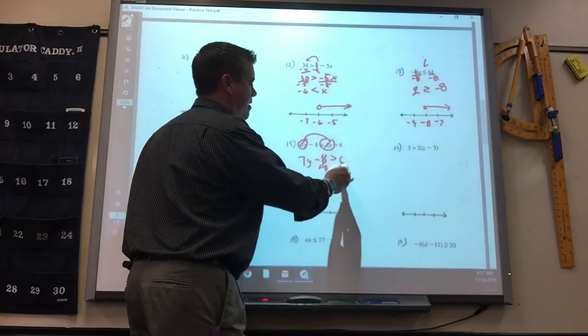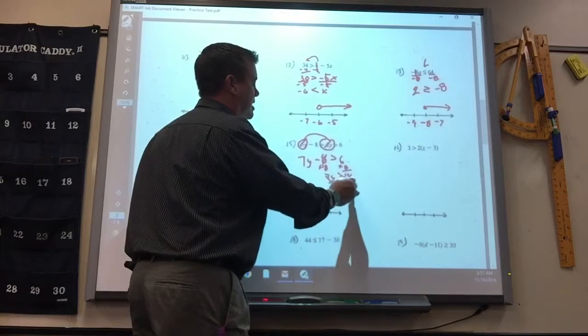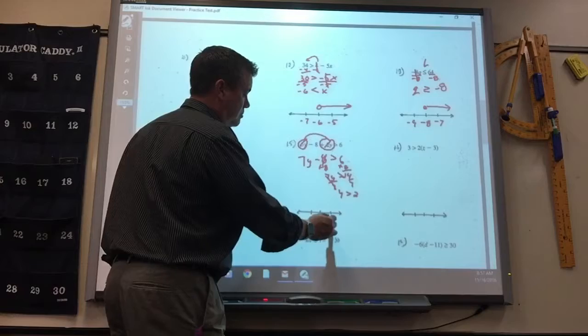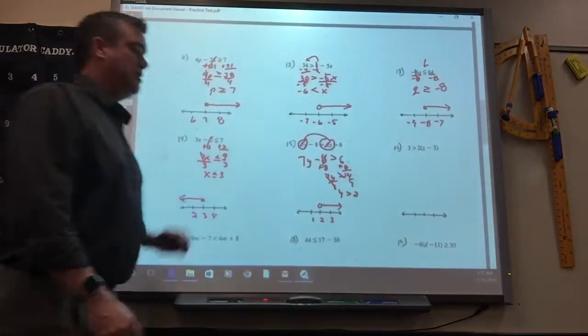Add 8. Divide by 7, and you get y is greater than 2. So that's a hollow circle at 2, y is greater than, so it goes to the right.